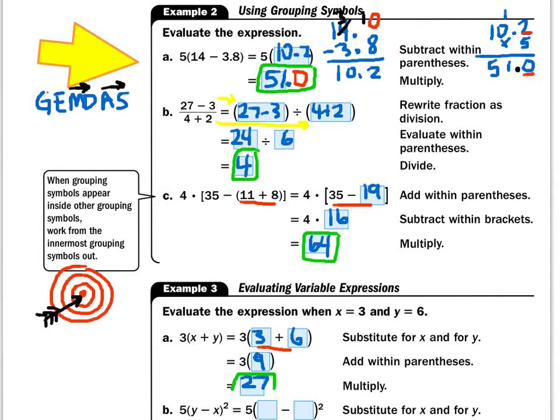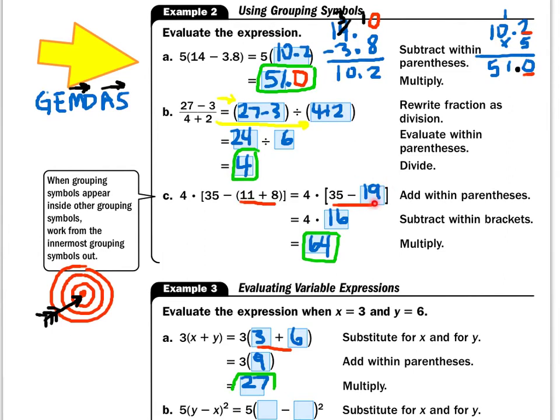Take a look at C. Now I want you to notice there are a lot of grouping symbols. See the brackets and the parentheses? Well, I always tell people, think about it like a target, like you're aiming a bow and arrow towards the center, okay? And so you always want to do the innermost parentheses first. So I see that 11 plus 8 is the innermost parentheses. That's what I'm going to do first.